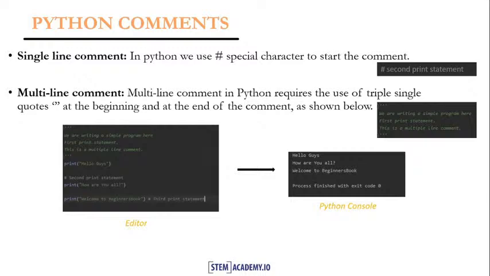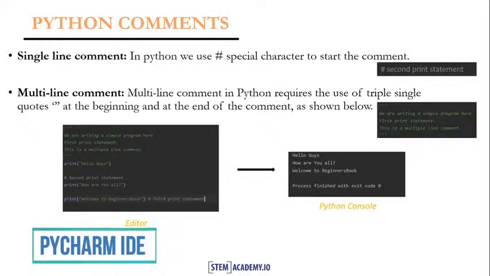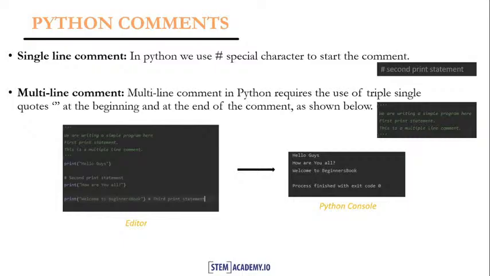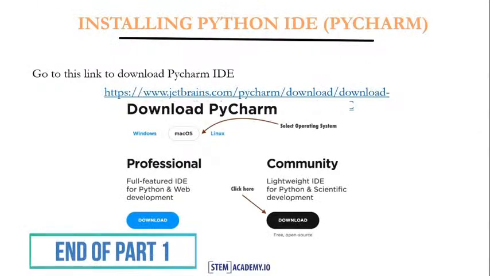Here are examples of how to use comments in Python. Learners can see the result of their code in the terminal window or the Python console. In our next slide, we will see how to install the PyCharm IDE, Integrated Development Environment software. Here is a link to download PyCharm. Remember to select the right operating system. In our next slide, we will see the steps to install the PyCharm Integrated Development Environment software.